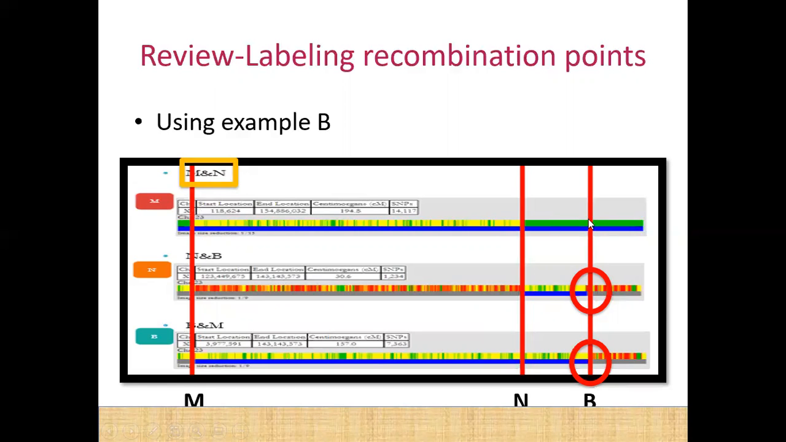at this line, we see a fully identical segment on both sides of this recombination line we're interested in. That means that M and N could have nothing to do with recombination at this point. So M and N are safe. That must mean B is the person who underwent recombination, and so the person who underwent recombination is B. And we have now labeled all recombination lines for example B.